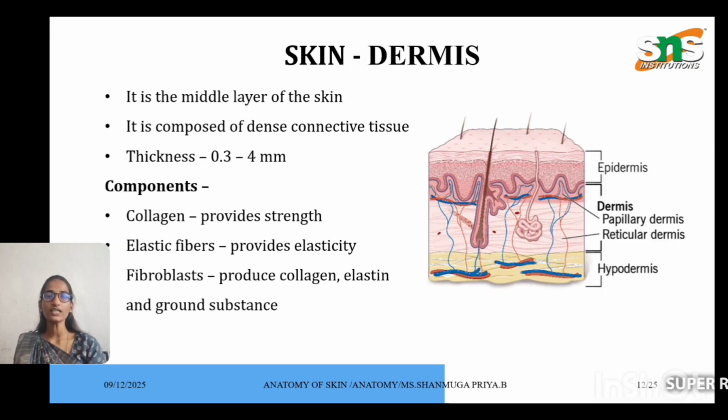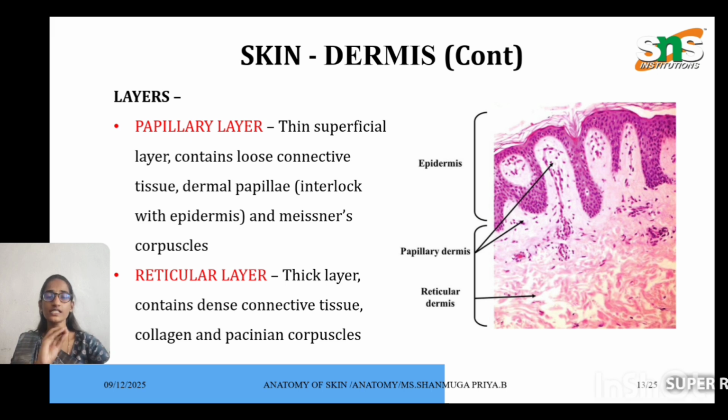It is usually the middle layer of the skin. It is composed of dense connective tissue. Thickness is about 0.3 to 4 mm. The components of the dermal layer include fibroblasts, which produce collagen and elastin, and also ground substance. Collagen provides strength, while the elastic fibers provide elasticity to the skin. This dermal layer consists of 2 layers: the papillary layer and the reticular layer.